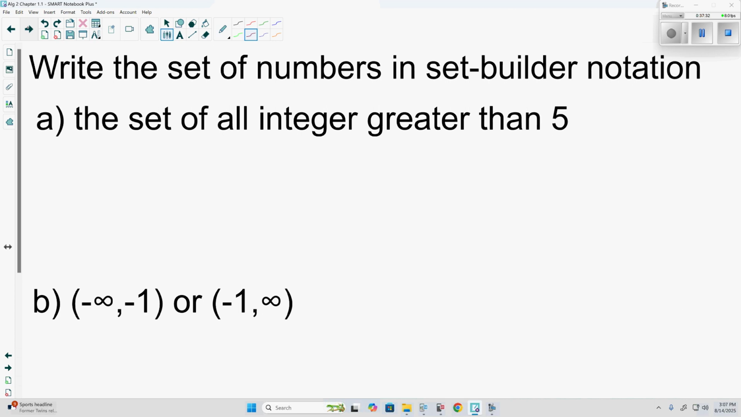Sound good? So just because the packet's massively thick, either A, we're going to blow through it, or B, there might be some of them we're not going to hit because y'all feel comfortable with it.